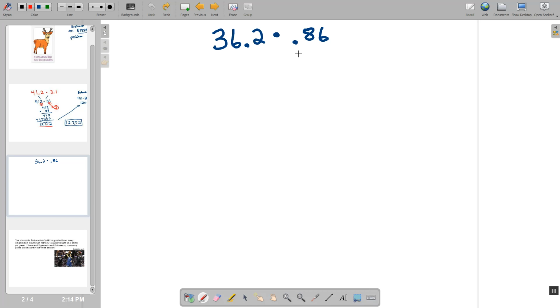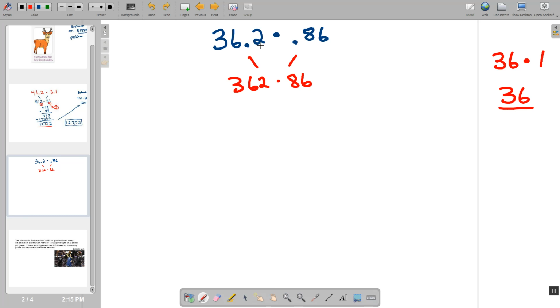36 2/10 times 8600. Once again, we have to estimate. I'm going to do 36 times, this is closest to 1. 36 times 1 is simply 36 for our estimation. Now, we rewrite the problem without any decimals.